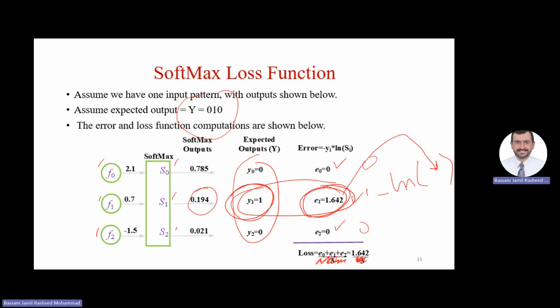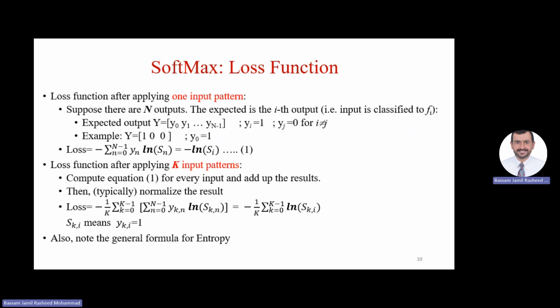Okay, so this is a very simplified form. So let's take a look at the larger picture. If I have n outputs and k input patterns, then I have to do an averaging of all of them, much like we have done in the example of this here.